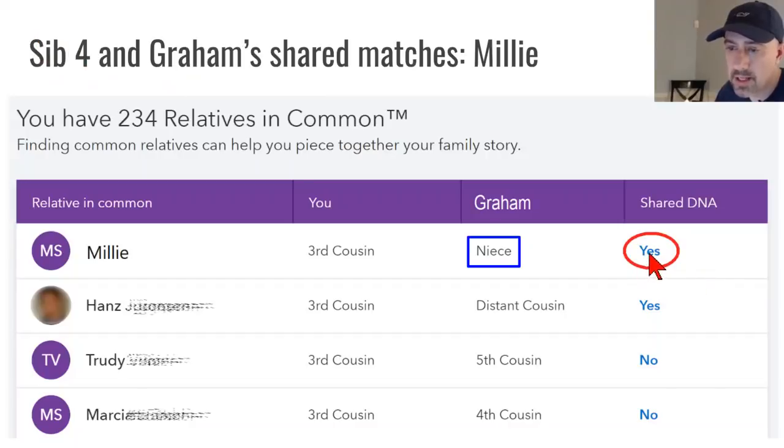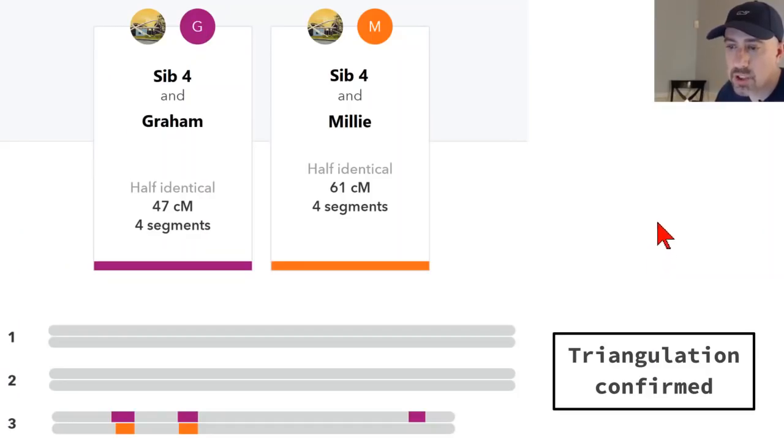So if we click on the yes, we're taken to a page and we're shown where they triangulate. And here with this purple and orange stack, this other purple and orange stack, we see that Graham and Millie triangulate with my sister on both of these segments as predicted by visual triangulation. So triangulation confirmed, traditional triangulation confirmed the visual triangulation in this case.